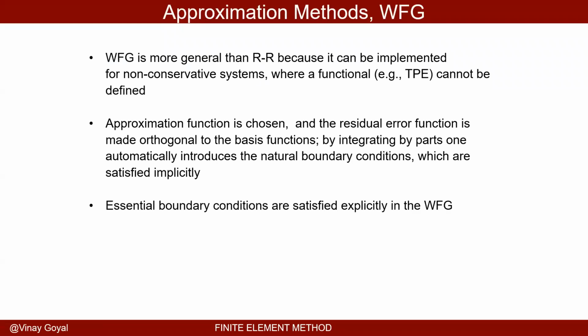And so, what I'll be talking about today is that the weak form Galerkin tends to be more general than the Rayleigh-Ritz method because it can be applied to non-conservative systems, whereas in the Rayleigh-Ritz method, you need a functional. So a functional means that you probably have a conservative system. Approximation functions are chosen and the residual errors are made orthogonal to the basis functions in the weak form Galerkin. And then you integrate by parts. And the idea is to automatically satisfy the natural boundary conditions in the weak formulation and then make your approximation function just satisfy the essential boundary conditions.